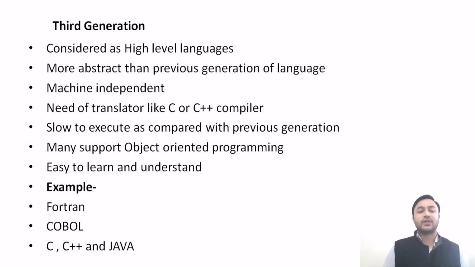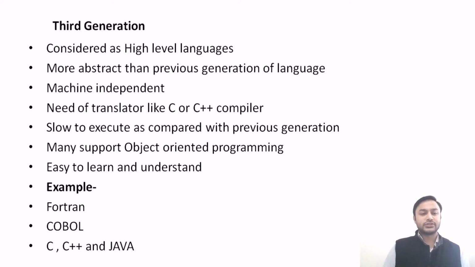In the third generation of language, there is a need of a translator, like a C or C++ compiler. So when we make a program in C or C++ language, then this program is converted into machine language. So there is a need of the translator. In Java also we need a translator.